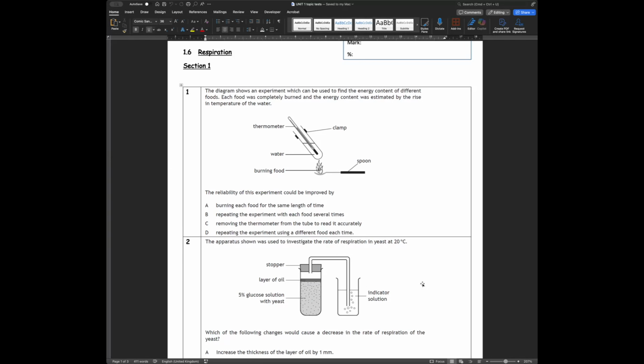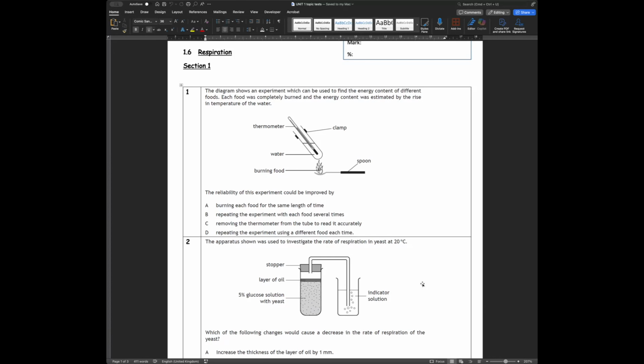C, removing the thermometer from the tube to read it accurately. Accuracy is not really to do with reliability, so that's not going to be one we're looking for there either. And lastly, repeating the experiment. So repeating the experiment, that's good. Using a different food each time. Okay, so what they're suggesting there is that they are going to change the food every time they repeat the experiment. And that's not really what we're after.